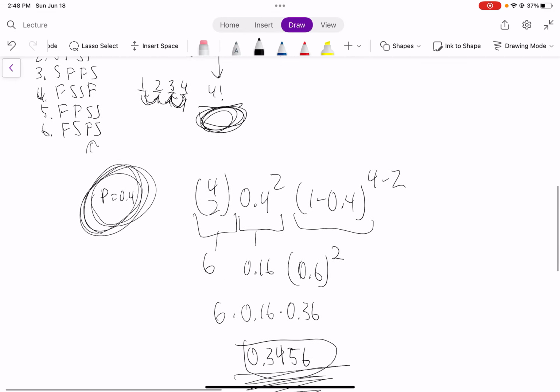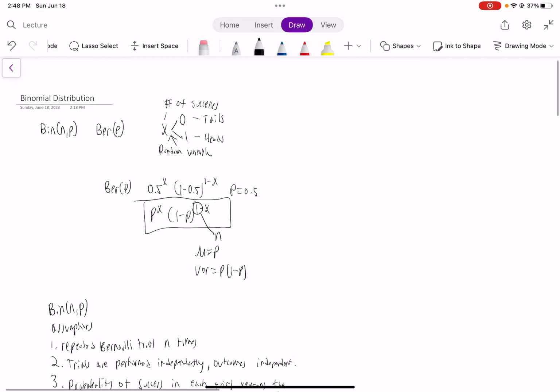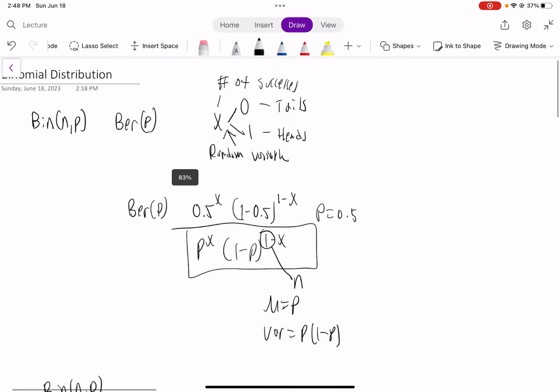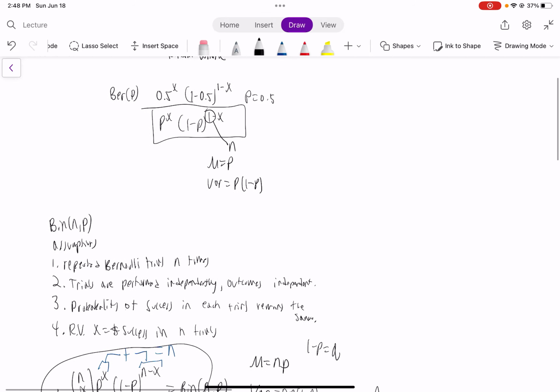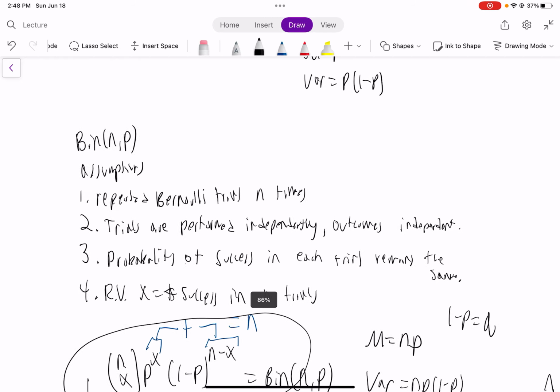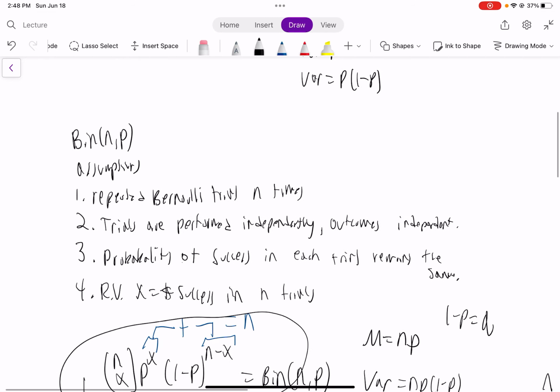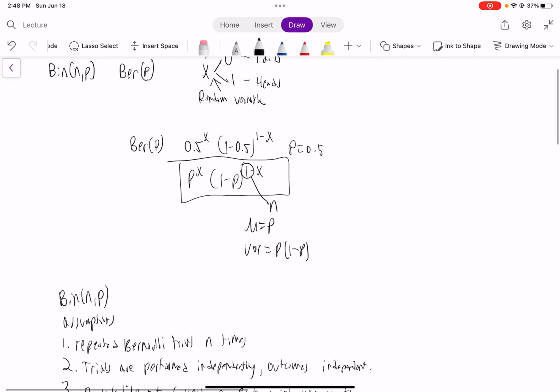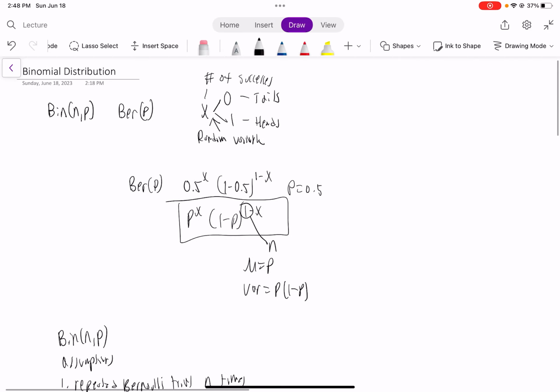So that's a binomial distribution, and I hope you guys enjoyed. Remember, it's an extension of the Bernoulli distribution, and we've got 4 assumptions going on. It's basically a repeated Bernoulli trial n times independently, and the probability stays fixed between each trial. So that's it. Hope you guys learned something, and see you guys.